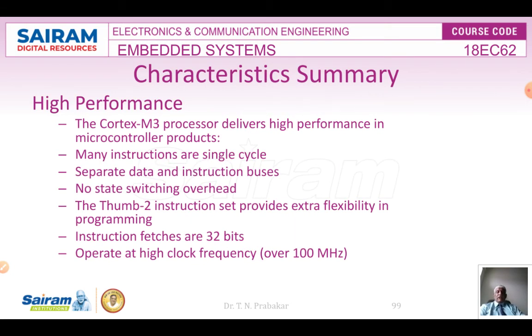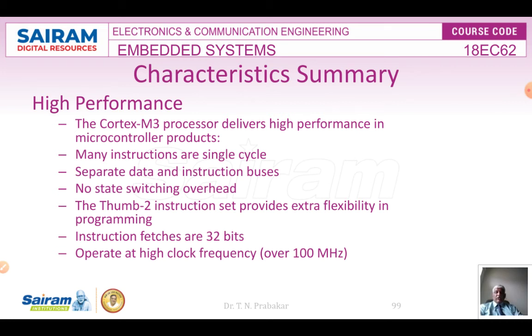And what is the characteristic summary of this processor? The Cortex-M3 processor delivers high performance in microcontroller products, executing many instructions within a single cycle. What is actually a cycle? It's the number of T states that are available, right? Most probably when you want to move data or write data, it may take some 4 to 5 clock cycles, 4 to 5 T states we call it. So that is actually the normal case. But here many instructions are single cycle. So within a single clock, these instructions can be executed.